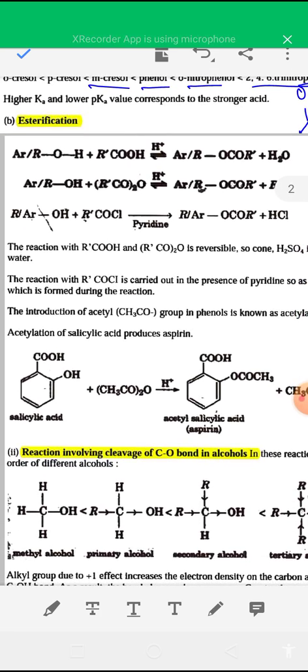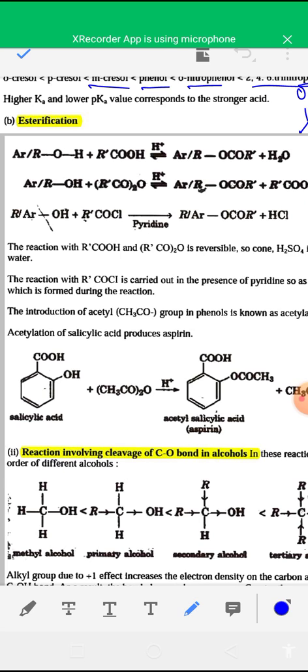Now the second type of reaction is the esterification reaction. Esterification means the reaction of alcohols with carboxylic acids. When one alcohol molecule reacts with one carboxylic acid molecule, ROH reacts with RCOOH, and one water molecule is removed. The OH group of the alcohol combines with the COOH group, and it will produce an ester, RCOOR. This is the general formula of an ester.